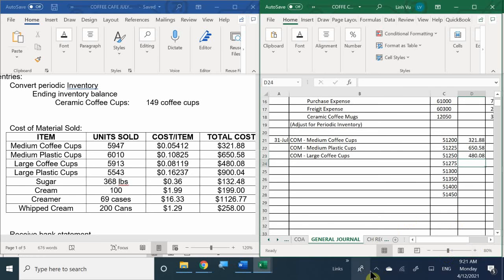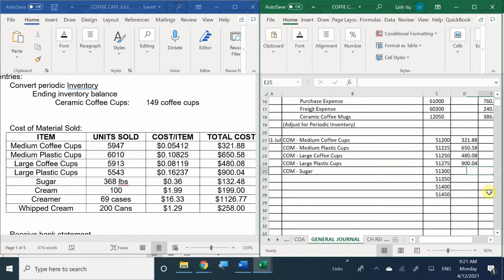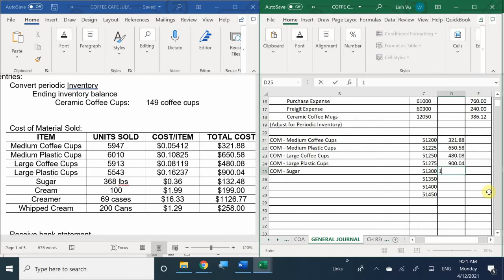Okay. What about my cost of materials for my large coffee cups? Okay. 480.08. Okay. What about the cost of materials for my large plastic cups? $904. Okay. What about my cost of materials for my sugar? 132. Oops. 13248.